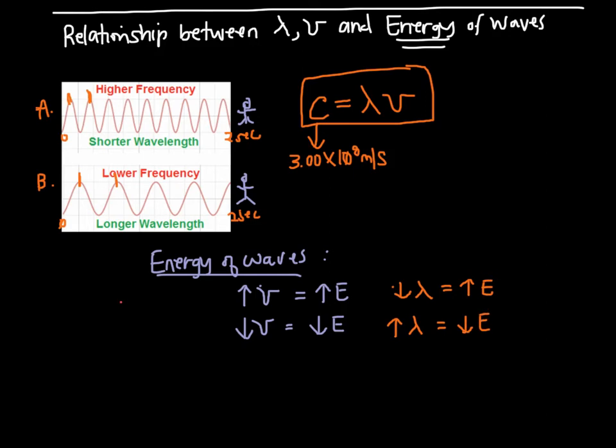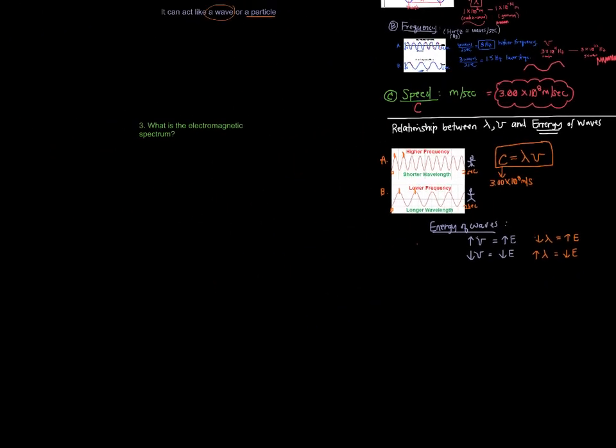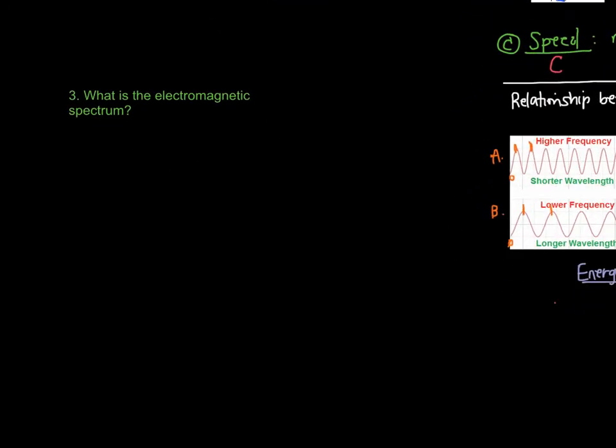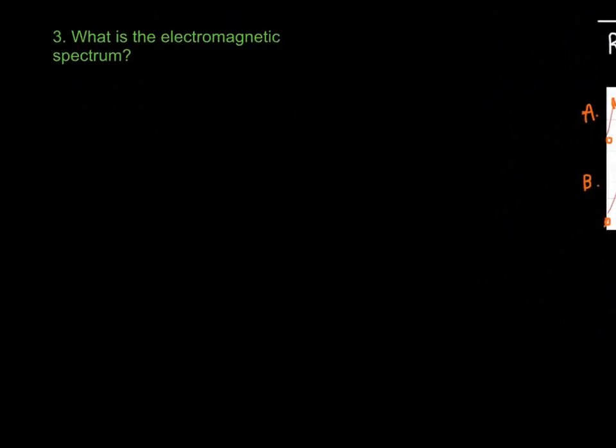And you need to understand that relationship. It's very important that you do. When we talked about gamma radiation, it is the shortest wavelength light there is, which means it's the most frequent and the most energetic. All right, so let's talk about the last little topic that we need to talk about, which is the electromagnetic spectrum.